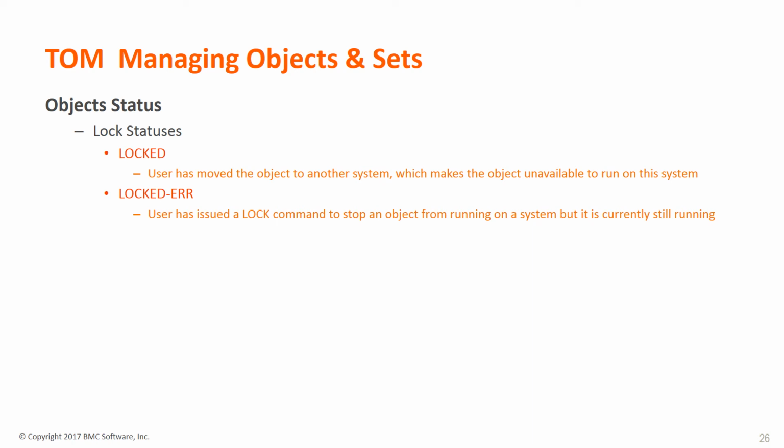A lock status indicates that the object is down and cannot be restarted on the current system until we IPL. This can happen in one of two ways. Either the user has used the Tom move function to move the object to another LPAR, or the user has gone in and issued an explicit lock command against the object. If you see a locked error status, that means that someone has issued a lock command against the object, but the object is still running.